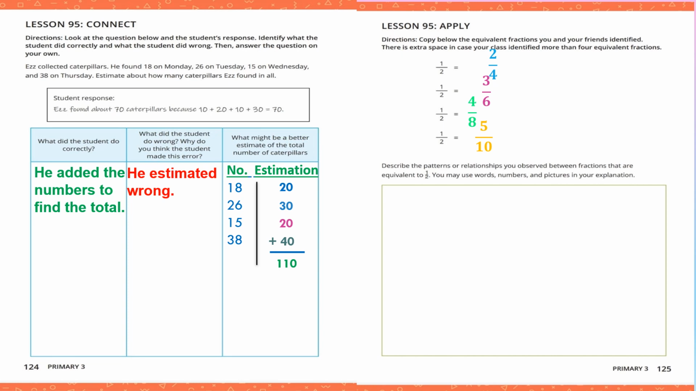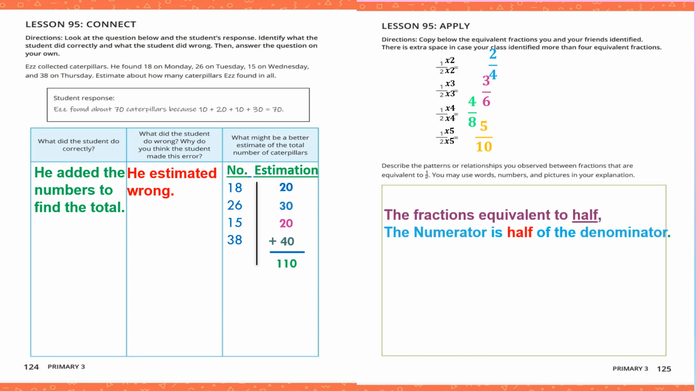Describe the patterns or relationships you observed between fractions that are equivalent to 1/2. So look at the equivalent fractions. We have here 2 over 4, 3 over 6, 4 over 8, 5 over 10. What did you notice here?